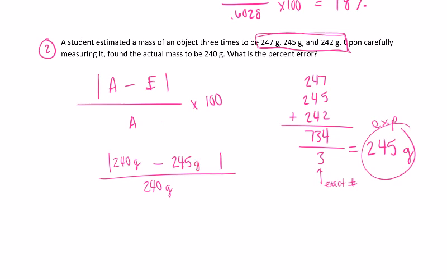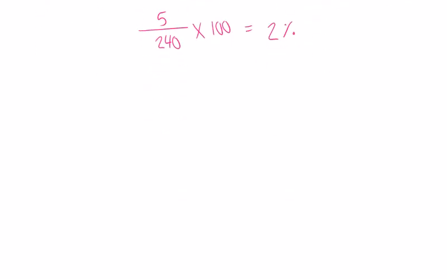So now we plug and chug. 240 minus 245. Again, it gives me a negative value. So I'm going to have 5 divided by 240, times 100. So that's going to be 2% error. So that's not that bad. Obviously, if you're measuring something and you're getting a different mass every single time, you should know that there's something wrong with the balance.